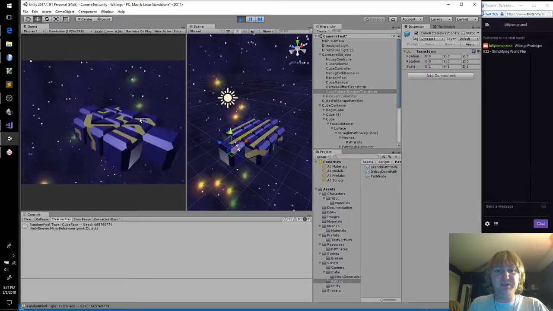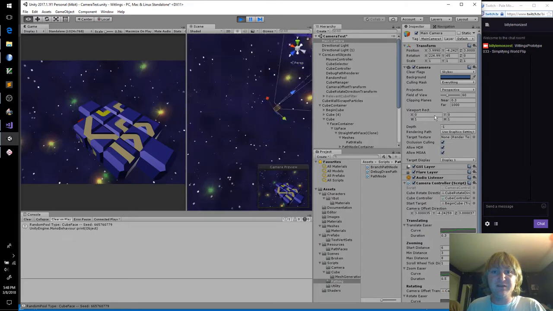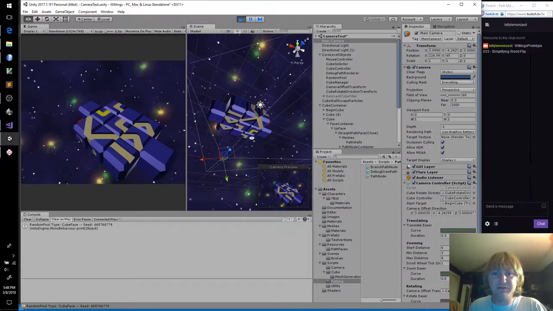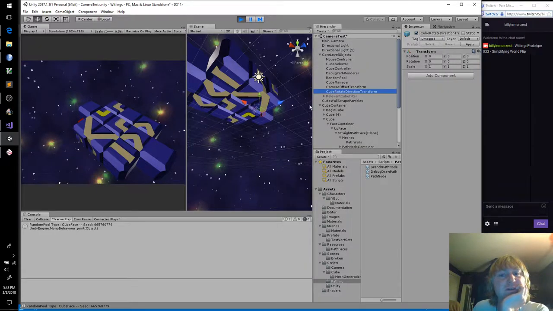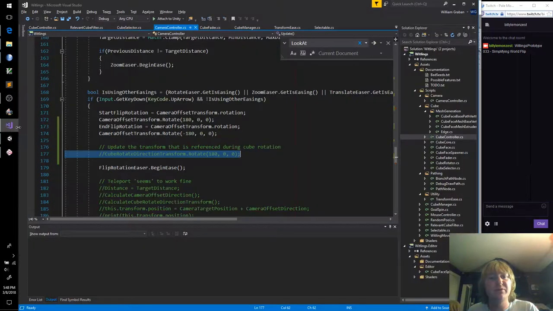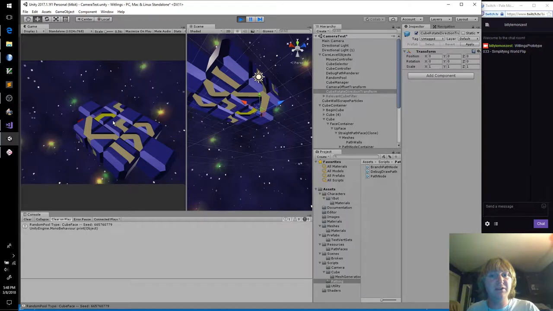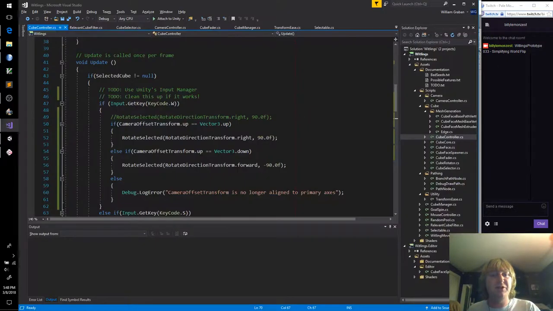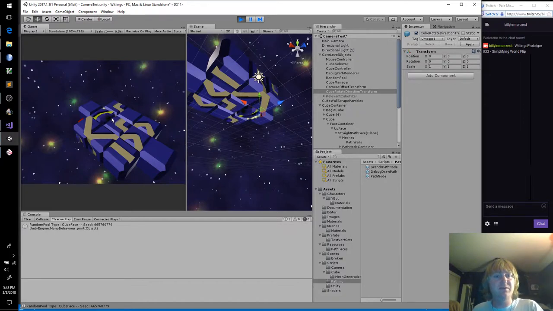So let's see, flipping this, so that means my camera is over, oh, it's down here. Let's go look at that from this direction. Oh, but the camera's totally upside down. Where is our cube rotate direction transform? So my forward should be negative 90 around forward, right? And that is correct. Which means that my back should be positive 90 around the forward. Which is also right.